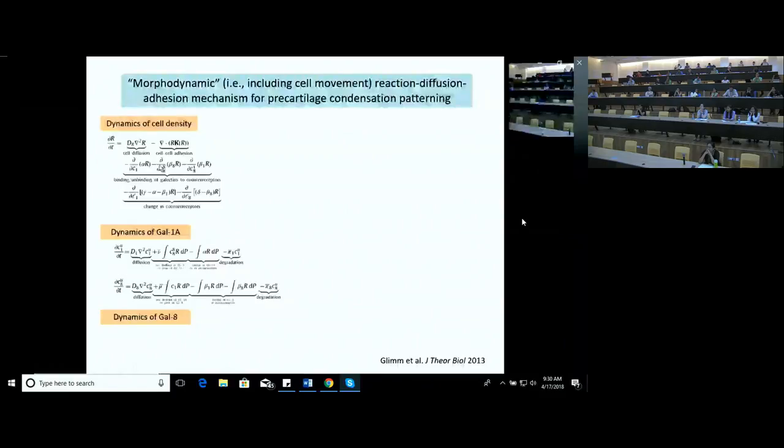This is something that you don't see in the standard Turing reaction diffusion mechanism. So we called this system a reaction diffusion adhesion mechanism to indicate that adhesion is an inherent part of the patterning process. If you don't have a certain amount of adhesion or movement of the cells up the galectin gradient, you don't get a pattern at all. So this system is morphodynamic and not morphostatic.